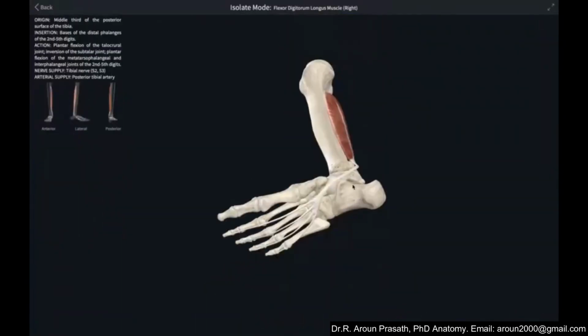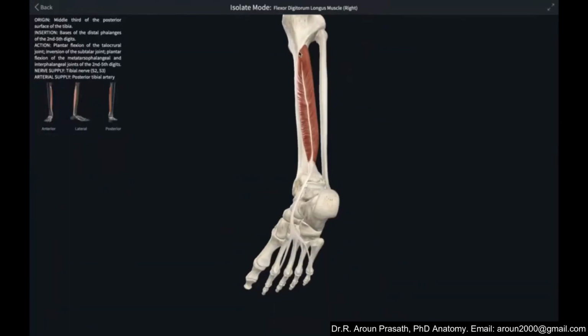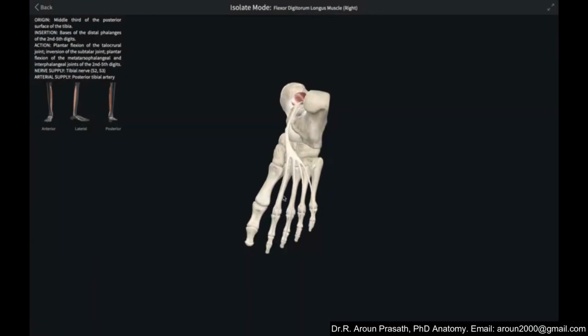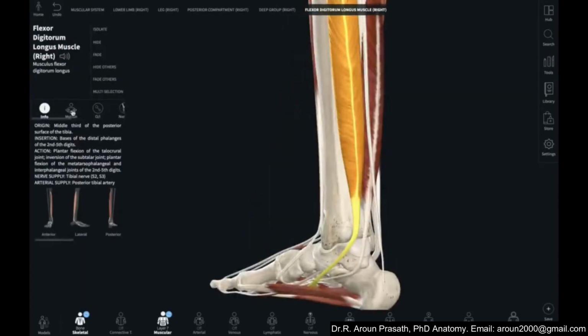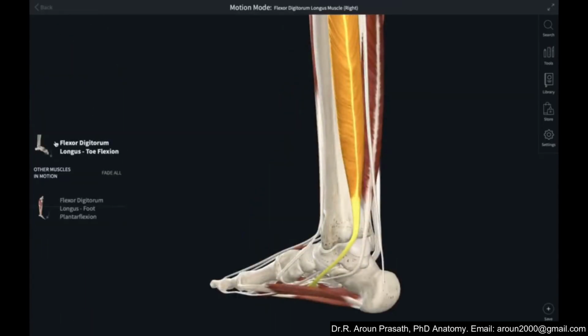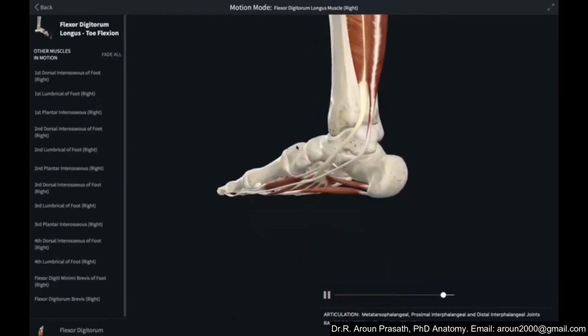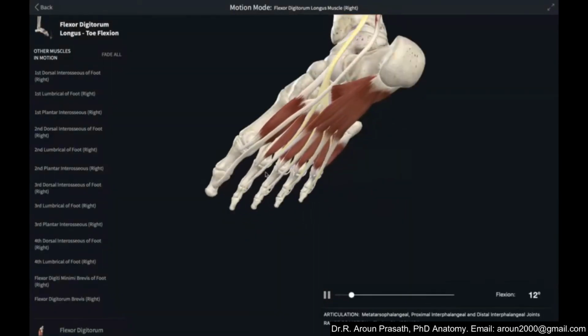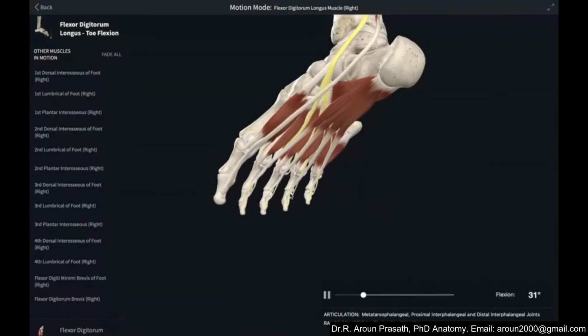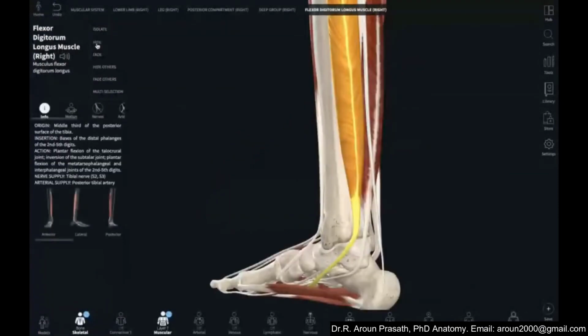See this tendon, the flexor digitorum tendon. It comes all the way on the posterior side, and these tendons are going to all the digits. It does the function of flexion of all the toes. This is the function of the flexor digitorum muscles: it flexes all these digits. All right, I will remove that.